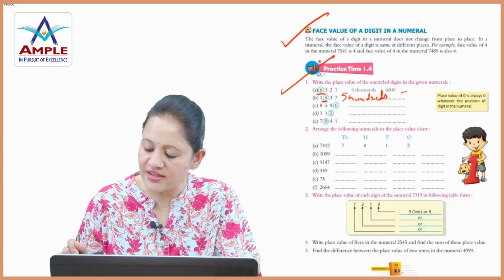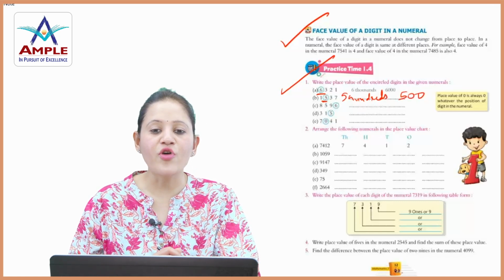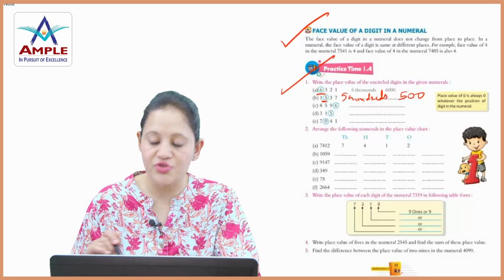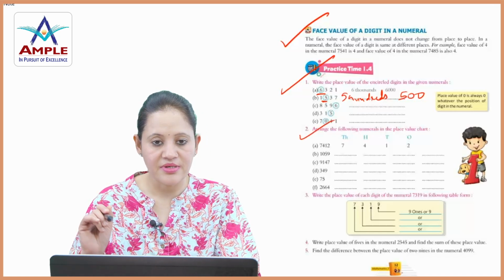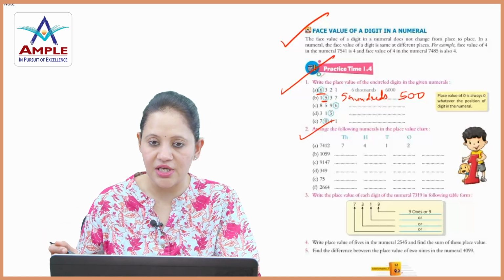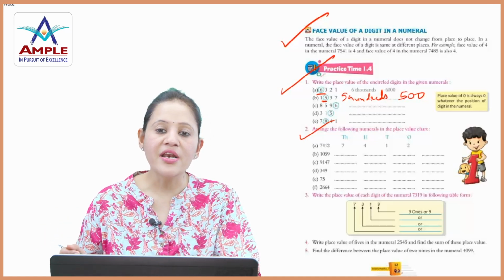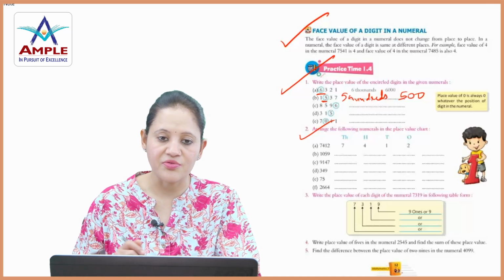Hundreds, and this is the place value of 5. Clear? Next, arrange the following numeral in the place value chart. So, our number is 7412. Start from the right hand side. First number 2 is at ones place, 1 at tens place, 4 at hundreds place and 7 at thousands place.